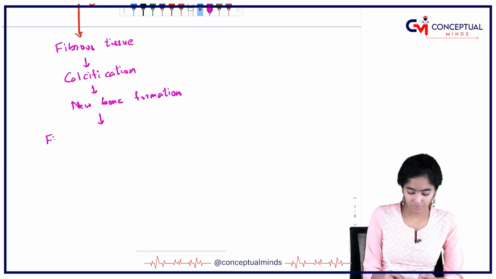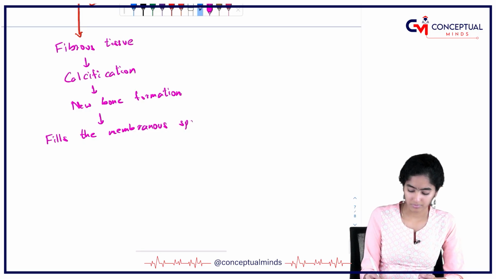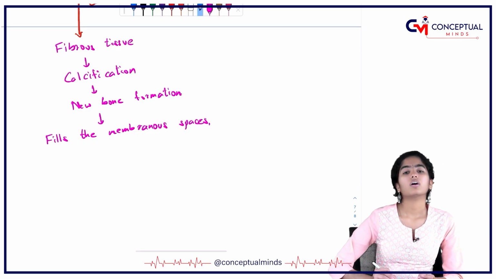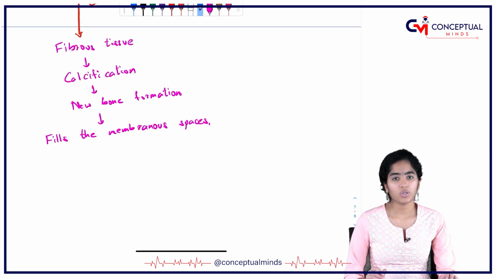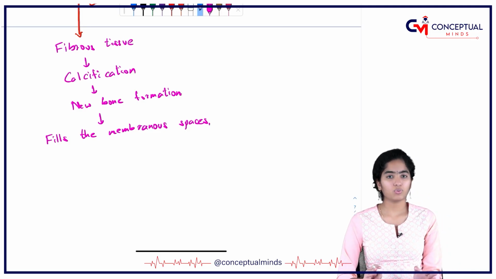This new bone fills the membranous spaces, in about half the patients. Okay. So, the routes of infection, there are 3 routes of infection.